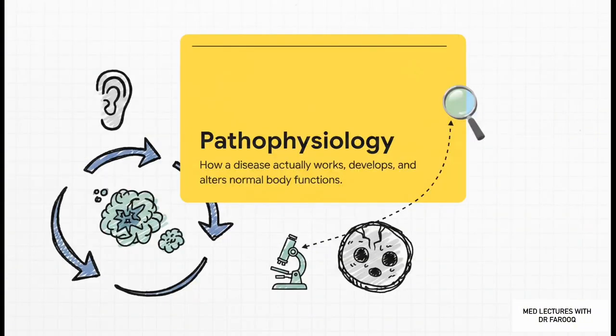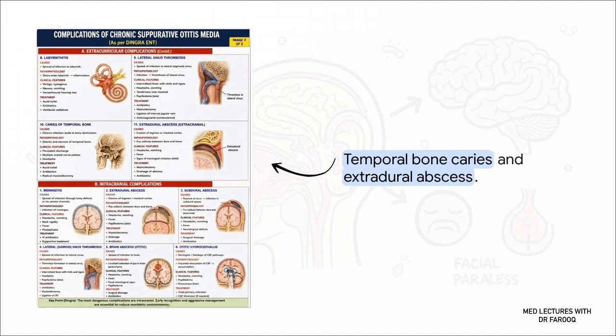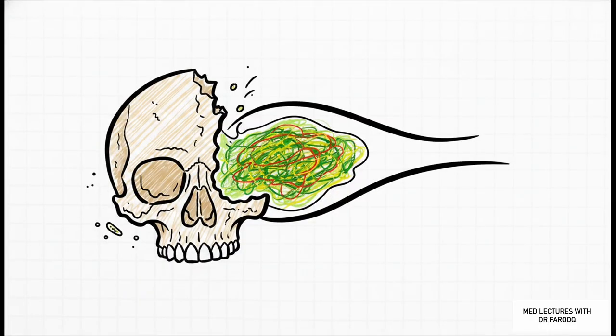Before we go any further, let's quickly define pathophysiology since we're tracking it closely today. Simply put, it's exactly how a disease process works, develops, and affects the body's normal functions. Let's see how this builds. Here are 2 sketches side by side illustrating the progression: temporal bone caries on the left and an extradural abscess on the right. Let's break down the exact text.